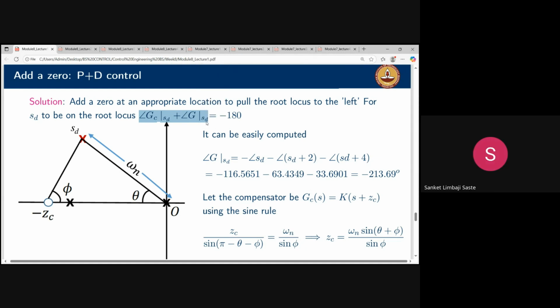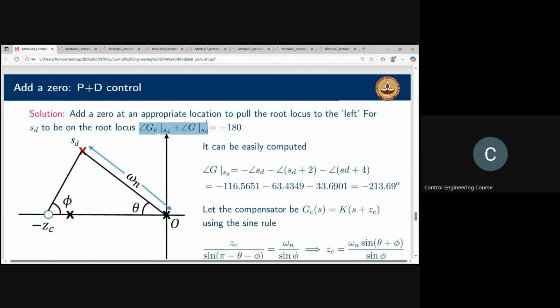Now, G is the product of the plant transfer function and the compensator, s plus ZC, the controller. Call the plant transfer function G, and the controller transfer function GC, which is s plus ZC, the PD part. So the product of these two is the open loop transfer function, right? Got it? Or should I open a Word document and work it out?